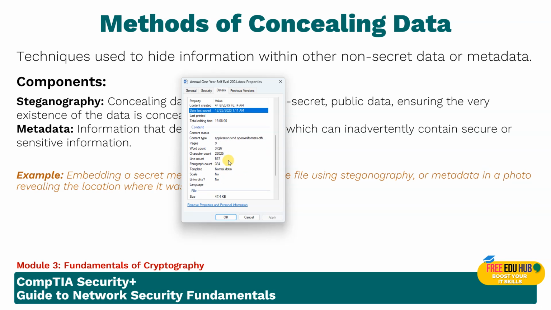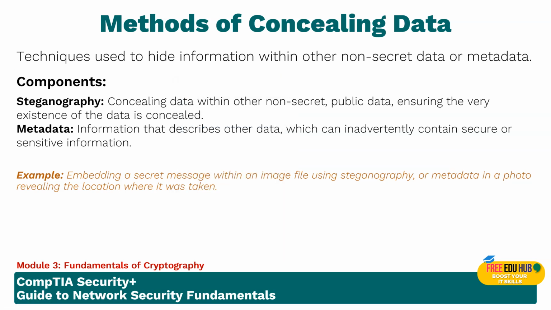Of course, if you open this document, you'll see the content of the document, but all this information which gives us information about a file is called metadata. We can also say, as an example, that embedding a secret message within an image file, using steganography, or metadata in a photo revealing the location where it was taken.